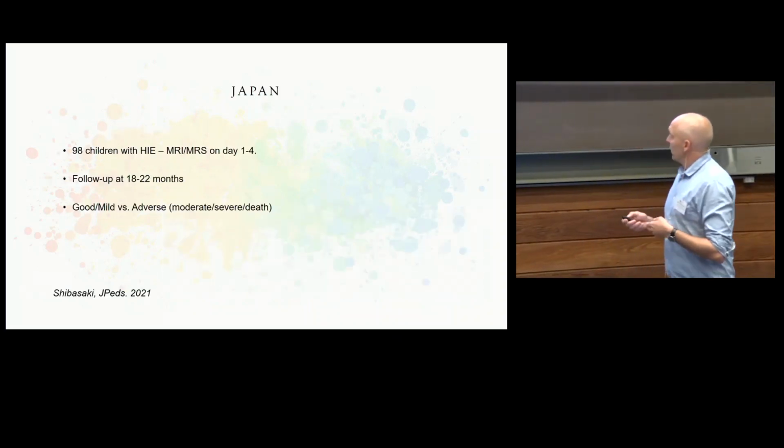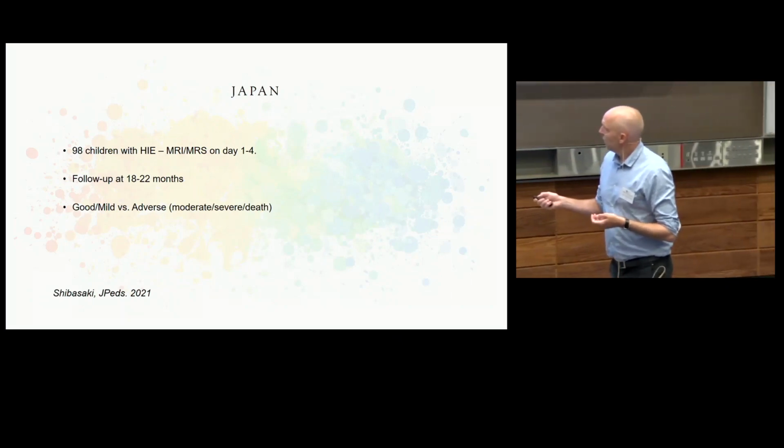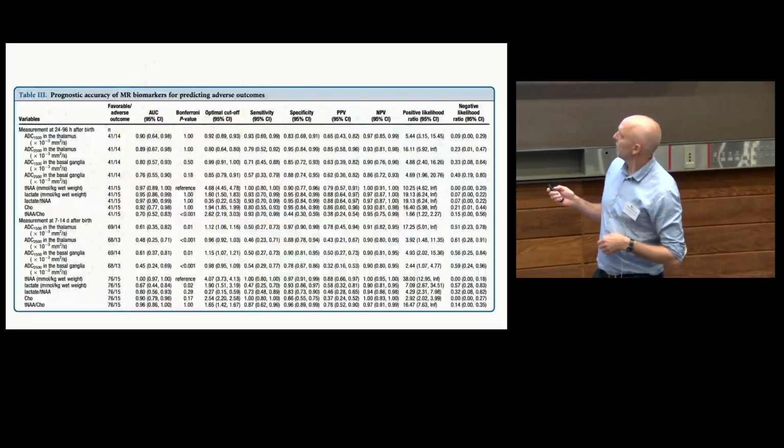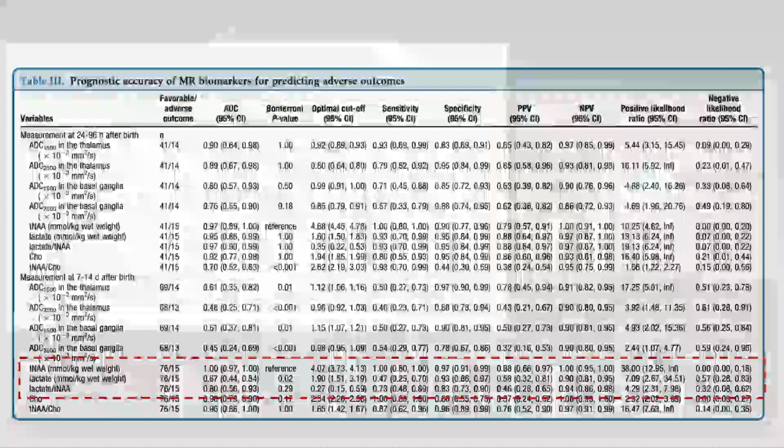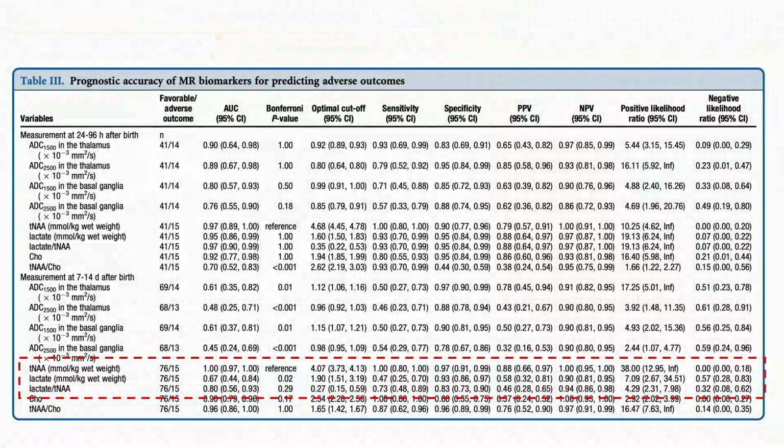It's also a study from Japan, published in 21, looking at 98 children. They found that the total NAA was actually the best predictor. I'm getting a little lost because I'm too close here. So anyway, it's up for debate, I think, whether the lactate NAA ratio or just the concentration of NAA in itself is best, and obviously they're interlinked.